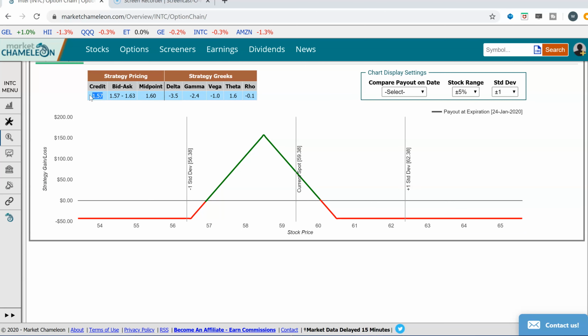We see we collected $1.57 credit. This is the bid and offer of this butterfly. This is the midpoint. And what we're doing now is just tweaking the strategy based on our outlook, to make sure that it is the strategy fitting our outlook. If this is where we think the stock is most likely going to land at expiration, then we could compare what our potential reward is versus our losses to make sure that this is an acceptable risk-reward ratio.